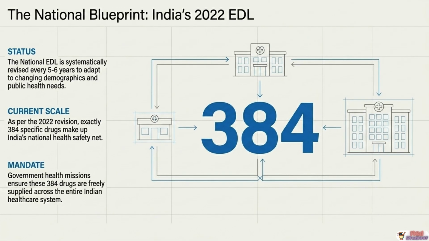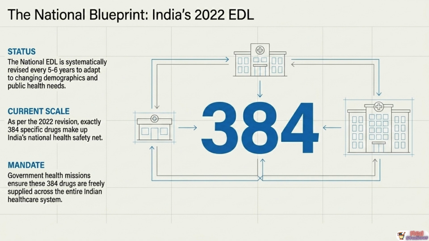Let us now look at the Essential Drug List in its real-world national form, specifically India's National Essential Medicines List, which was most recently revised in 2022. As of that revision, exactly 384 specific drugs constitute India's national pharmaceutical safety net, the carefully curated collection of medicines that the Indian government has committed to making available, affordable, and standardized across its entire healthcare infrastructure. This number is not arbitrary. It represents decades of pharmacological evidence review, epidemiological data analysis, cost-effectiveness modeling, and public health priority setting.